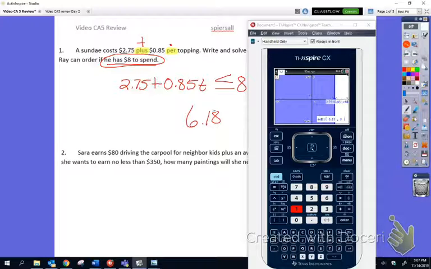Now, look at which way it's going. It's shaded this way. So since it's shaded that way, I am going to use this symbol right here, okay? So that's the symbol that I'm going to use. So X is less than or equal to because of this line. So since there's a line, you gotta make sure you have a line down here. So X is less than or equal to 6.18.